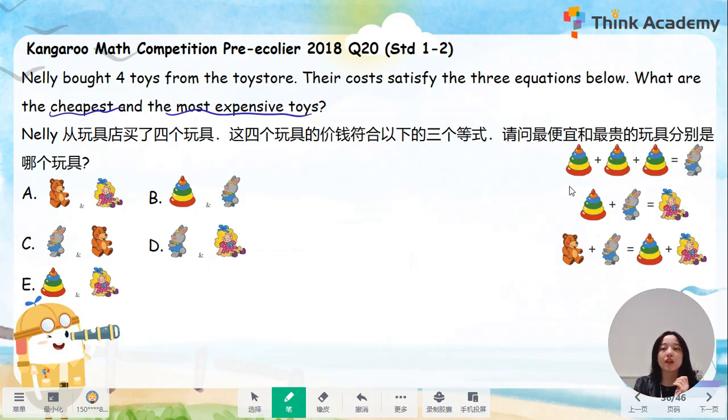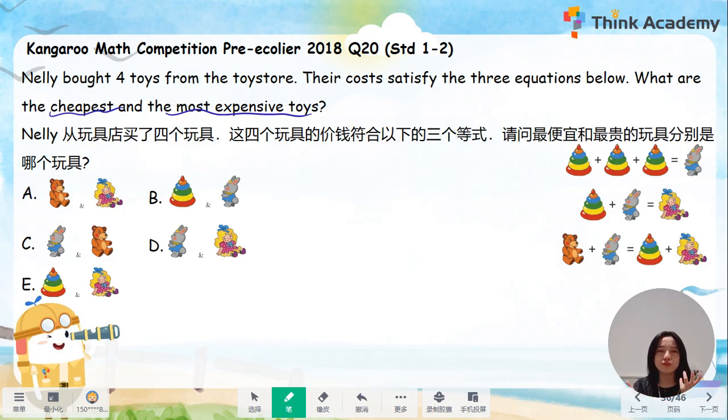In the first equation, we can see 3 towers equals 1 rabbit. The second one, we got 1 tower and 1 rabbit equals 1 doll. And the last one, including 4 toys, the bear, the bunny, the tower, and the doll.